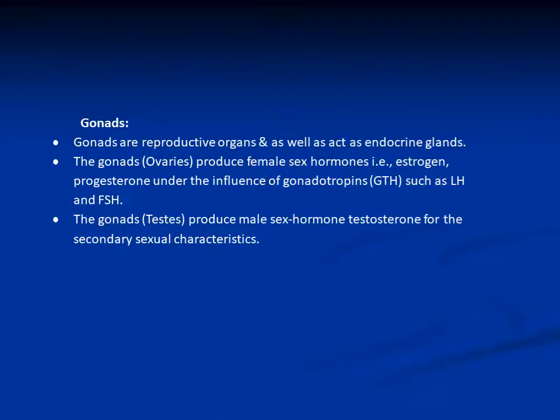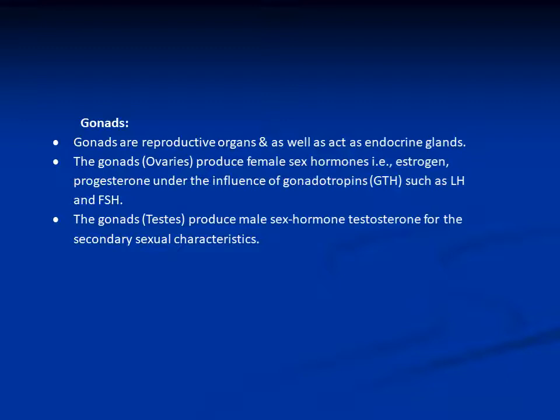Let's move to start the gonads. What do you mean by gonads? Gonads are reproductive organs like ovaries in females and testes in males, but they also act as endocrine glands. Why do they act as endocrine glands? Because they are ductless glands, and because they secrete hormones, therefore these are endocrine glands.